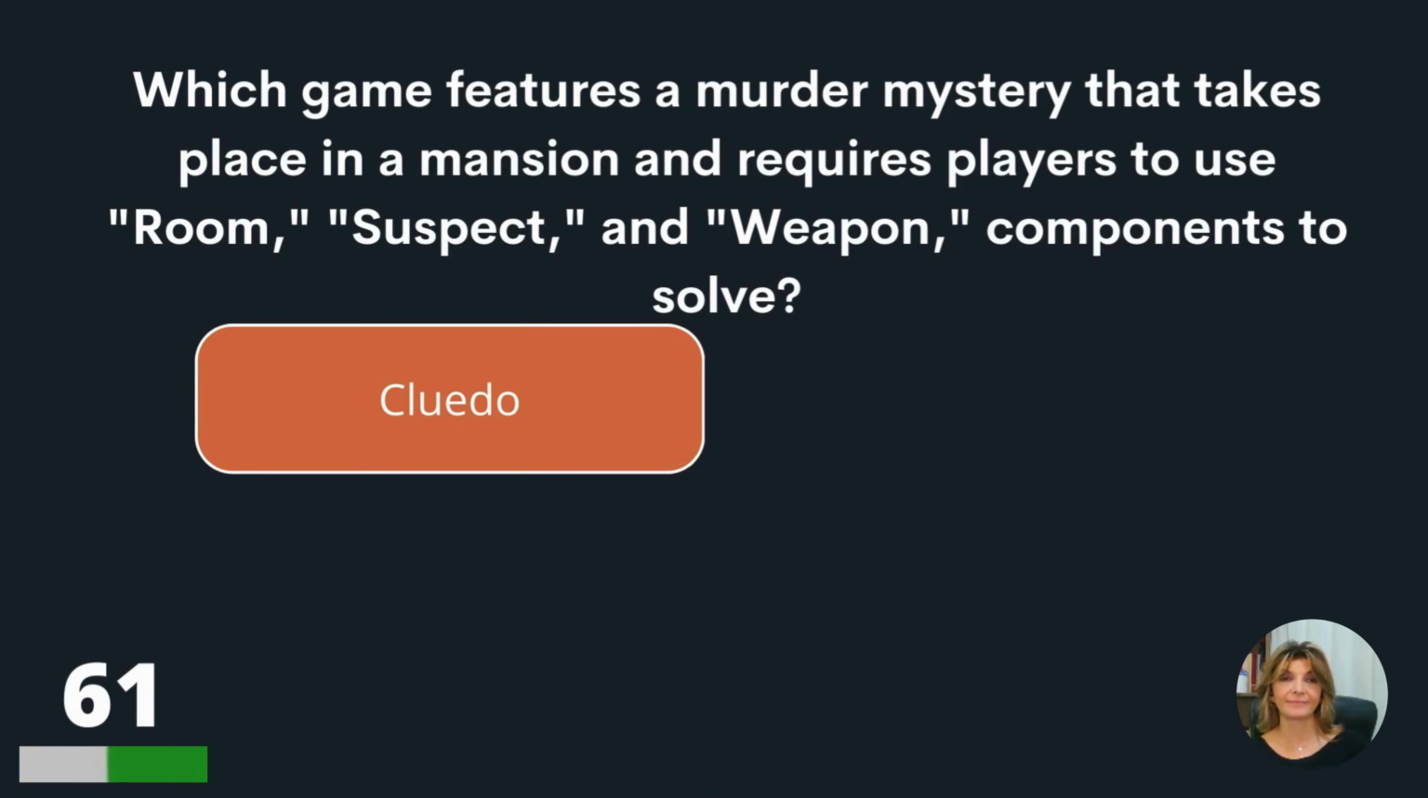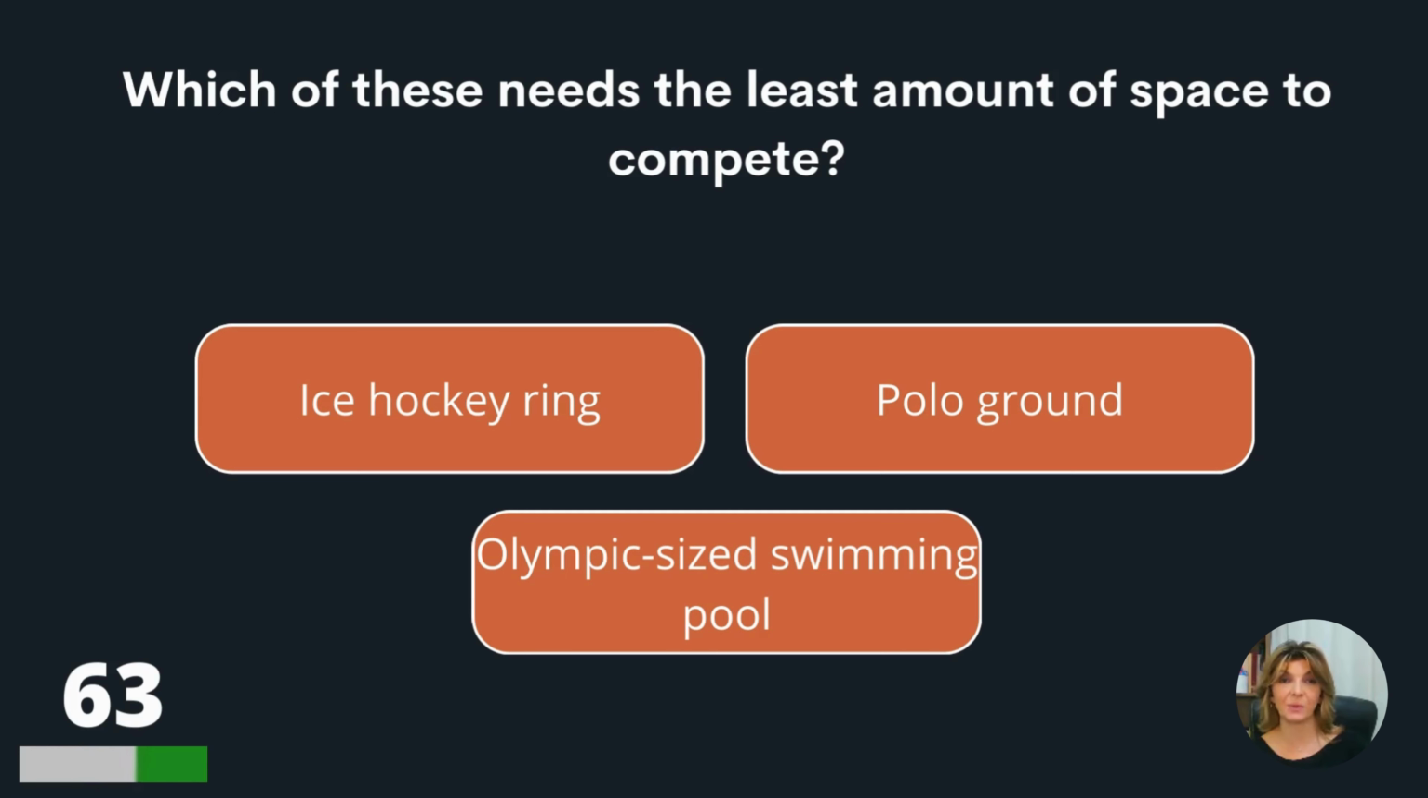Which of these needs the least amount of space to compete? Ice hockey rink, polo ground, or Olympic-sized swimming pool? An Olympic-sized swimming pool.